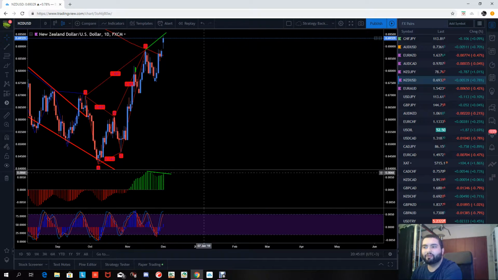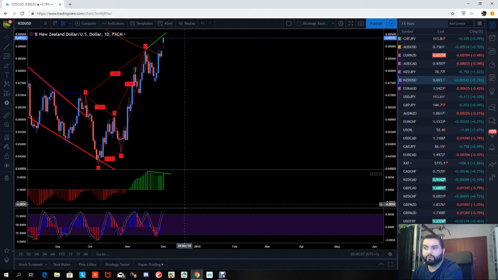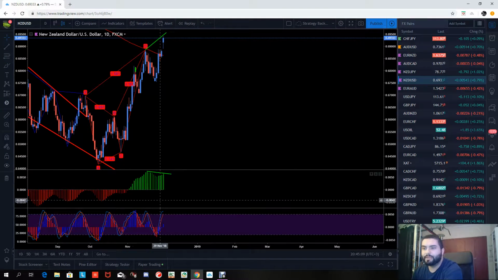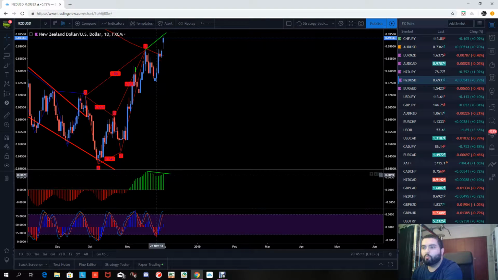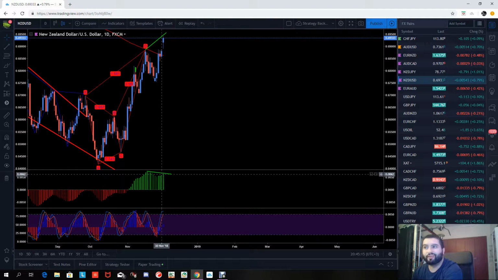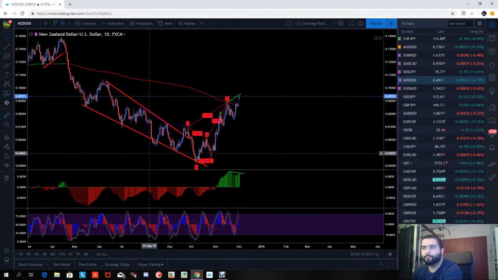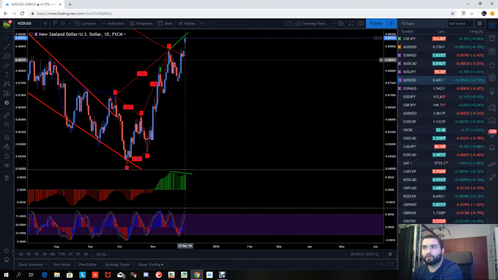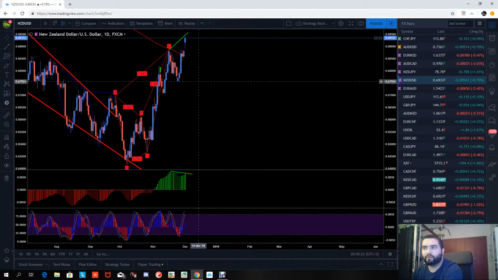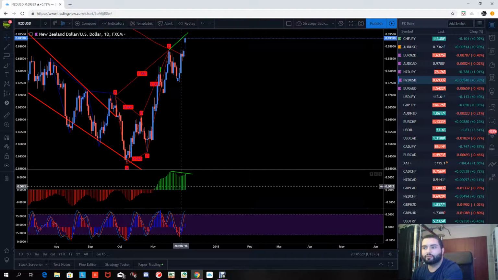So what we're looking for here is basically a divergence on the MACD. This is a MACD indicator, and we're looking for divergence here. Basically we're looking for regular divergences, something that indicates a reversal of the trend. As you can see, we started here an upside trend, and we're looking for a reversal on the MACD. So this is basically how a divergence works.